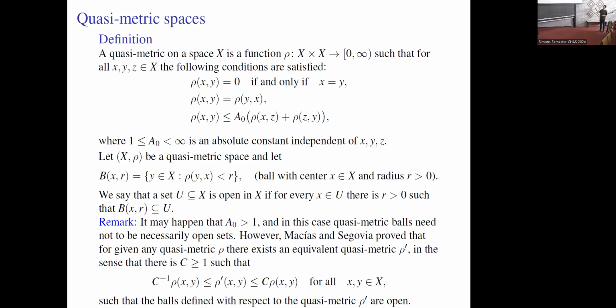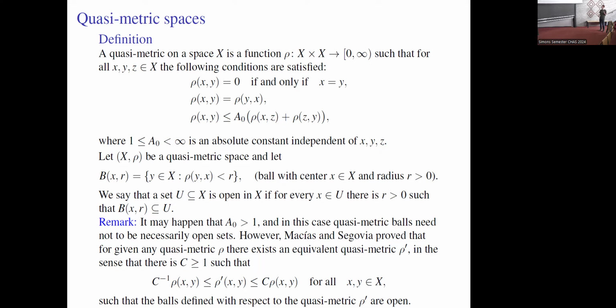So in fact, in such a general situation, we can introduce balls in exactly the same way as in the case of a metric. So the ball centered at x and with radius r consists of points in X such that this quasi-triangular distance is smaller than r. But the problem is that if a0 is strictly larger than 1, it may happen that those balls are not open. So we define open sets such that if the point x belongs to an open set U, then it means that we can find a ball with some radius and centered at this point x, such that this ball is contained in U. But it may happen that balls themselves are not open.